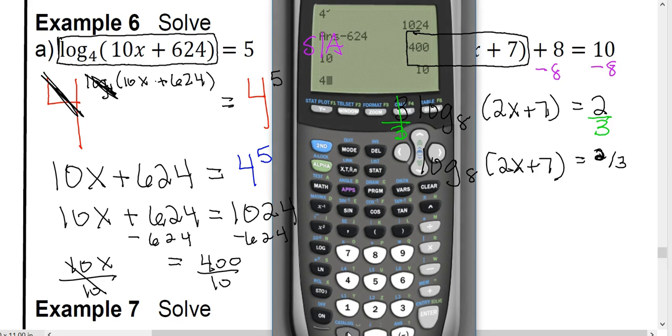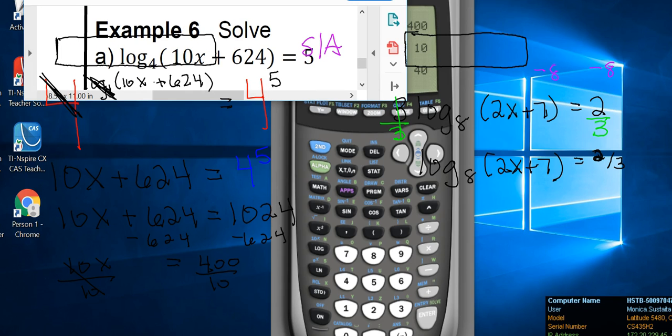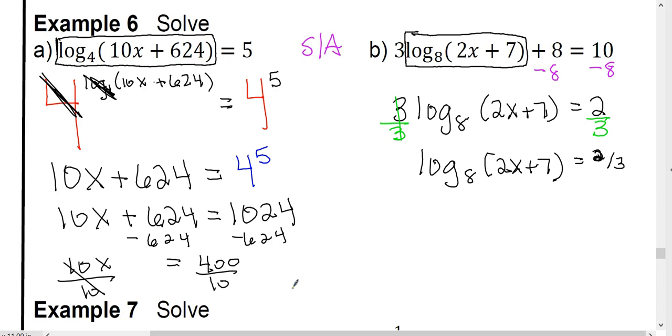X is just 40. So divide 400 by 10. X is just the 40. So right here, X equals 40.